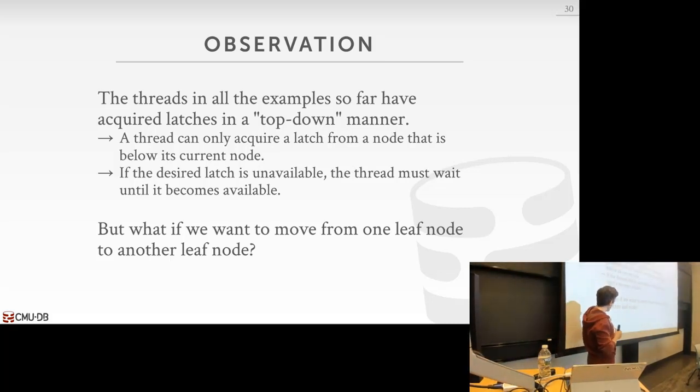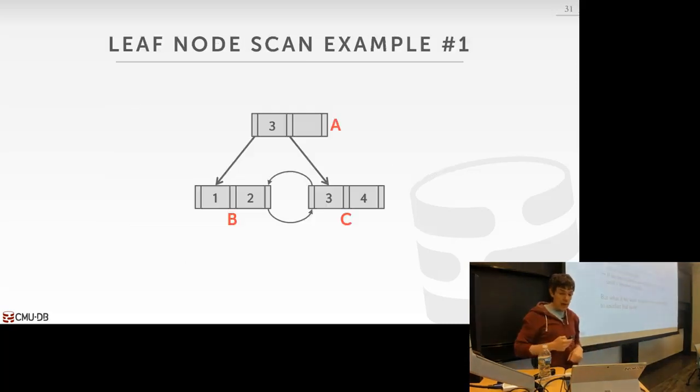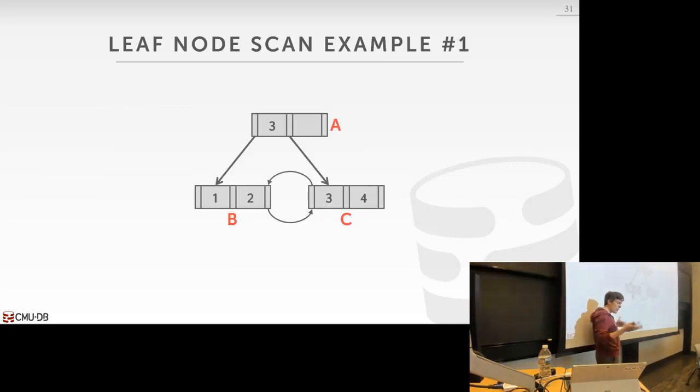If we now want to start scanning on leaf nodes, things become more complicated because now we have things coming from top to bottom and also from left to right. And so in this case, deadlocks could occur. So let's see how we handle this. The first thing I'll say is, as I said before, the original B+ tree did not have these sibling pointers on the leaf nodes.